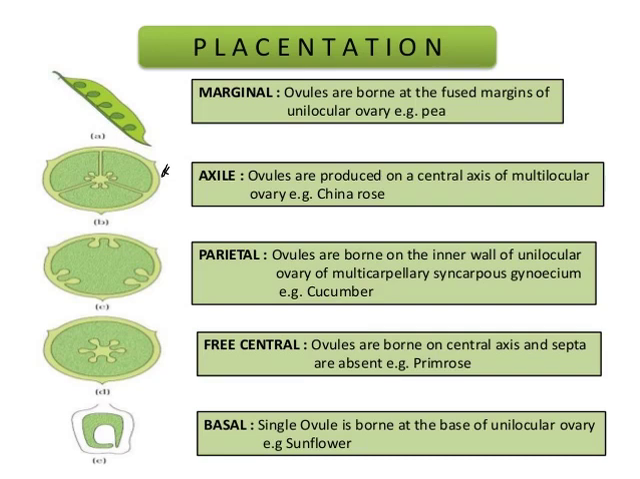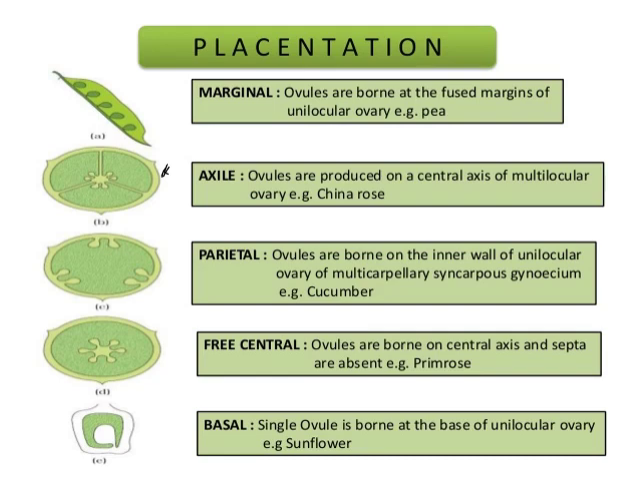The next one is free central. In this case, the ovary is compound and unilocular, having a single chamber. The ovules are borne on the central axis, arising from the base of the ovary. They are not attached on the fused margin. The example of this is primrose.